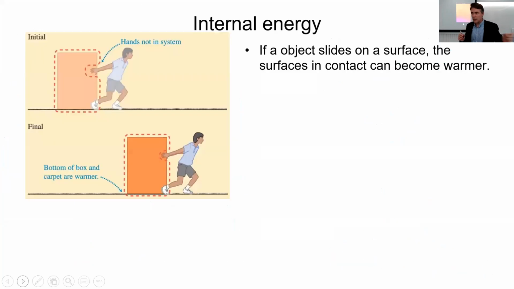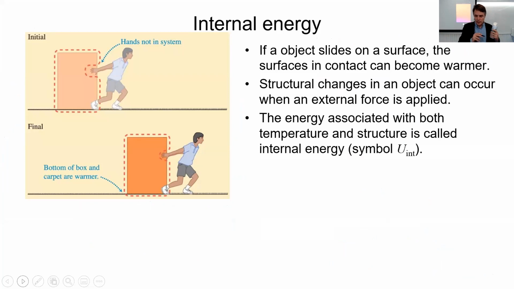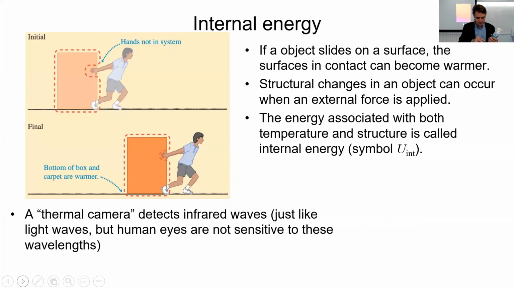So the next thing I wanted to talk about, which hopefully we'll use this little demo back here, is internal energy. If an object slides on a surface, the surfaces in contact can become warmer. Okay, so structural changes in an object can occur when an external force is applied. So the energy associated with both temperature and the structure, any kind of molecular bonds there, is called internal energy. And we call it U sub INT.